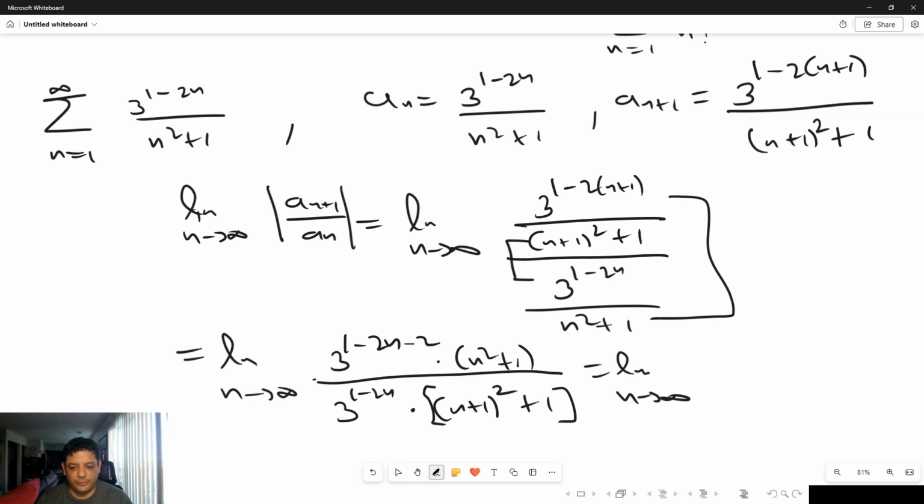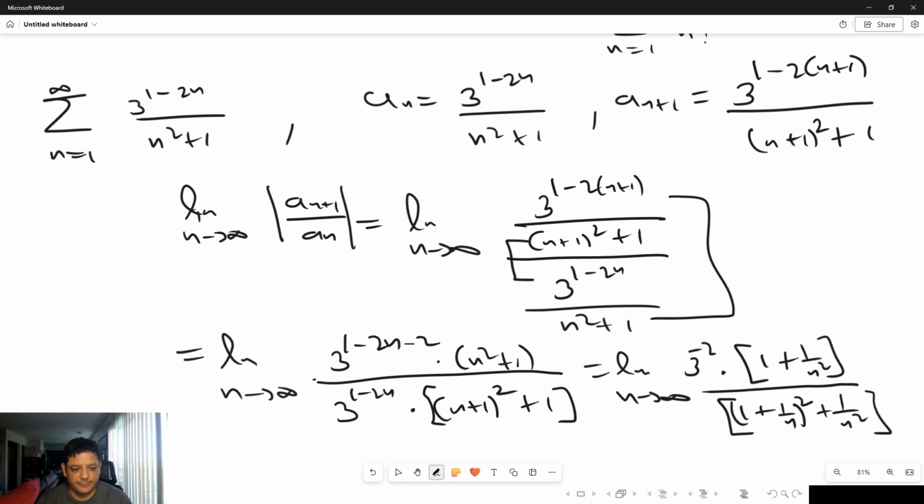Now it's a matter of simplifying the limit. This is the limit when n goes to infinity. Notice that I can cancel the 3 to the 1 minus 2n, and I'm going to be left with a 3 to the minus 2. So this is 3 to the minus 2 times, and then I can probably divide by n squared up and down. So this is 1 plus 1 over n squared. And then over here I can also divide by n squared. And this is going to give me 1 plus 1 over n squared plus 1 over n squared.